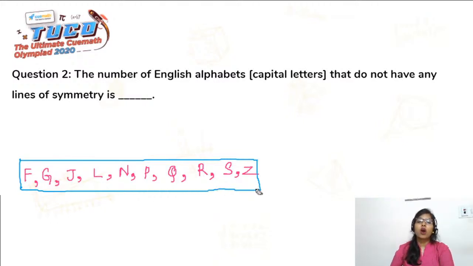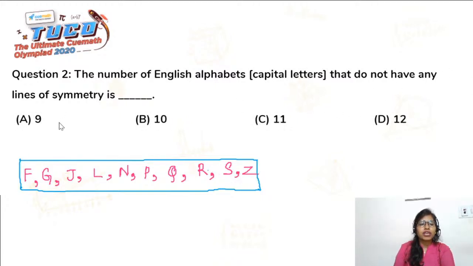This question is very common and very important as well. Many times this could be asked. So you could just remember it as the value and the letters that do not follow any symmetry. So 1, 2, 3, 4, 5, 6, 7, 8, 9, 10. So out of options A, B, C and D, we have option B as the answer, which is nothing but 10. I hope that was clear enough.